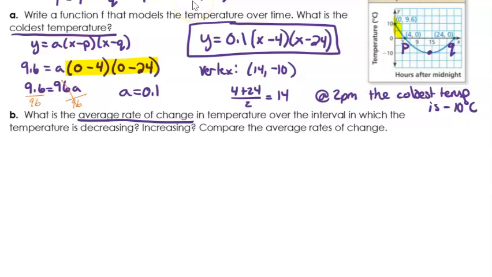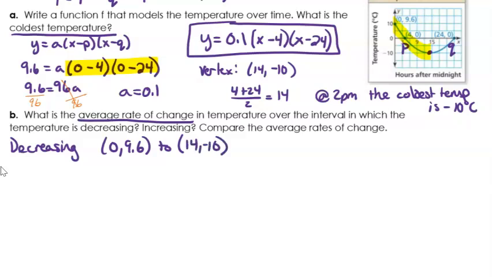So decreasing is happening where it is decreasing. That happens here from 0.6 until the vertex. So it is decreasing from 9.6 to the vertex, which was 14, -10. So find the slope for that. Remember that the slope is y2 minus y1 over x2 minus x1. So that gets me, if I put that in my calculator, -1.4.